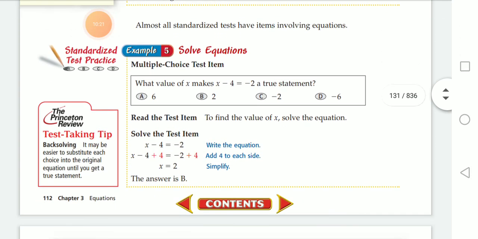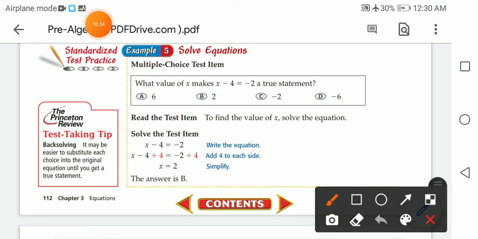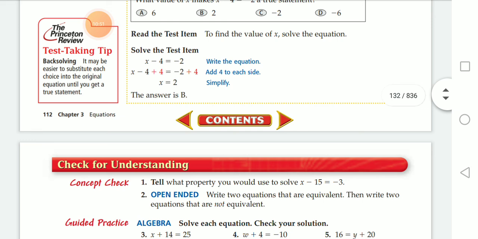Example 5. Solve equations. What value of x makes x minus 4 equal negative 2? This is by mental math. So x minus 4 equals negative 2. To isolate x and get rid of 4, add 4 to both sides. Then x will be 2. So the answer here is 2, B.